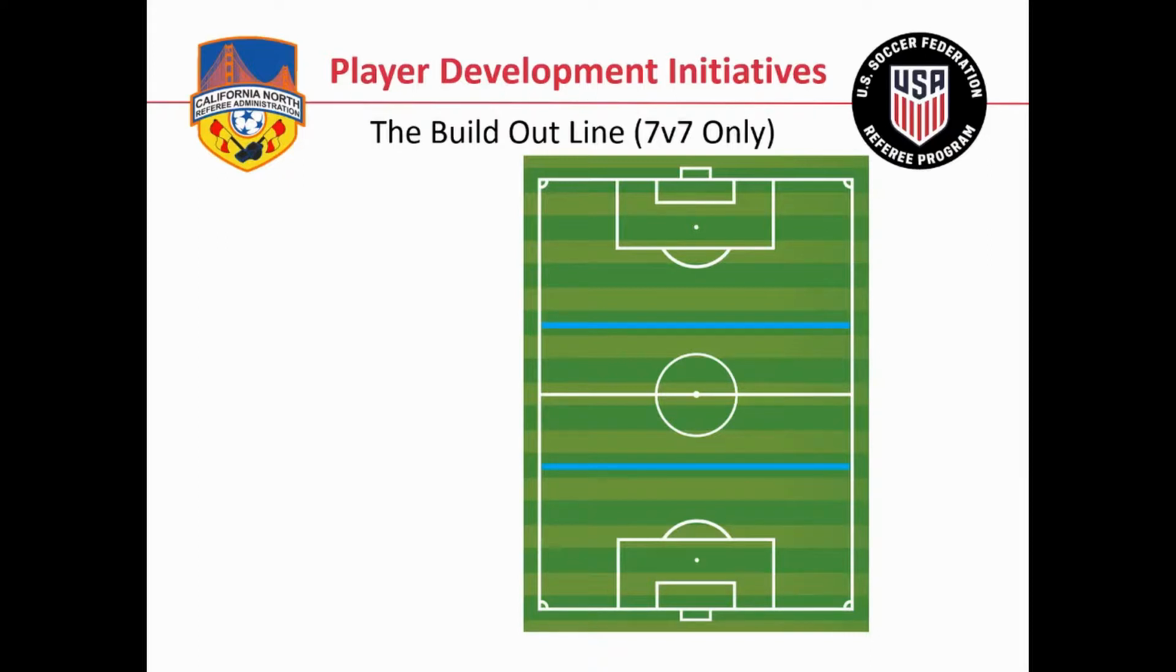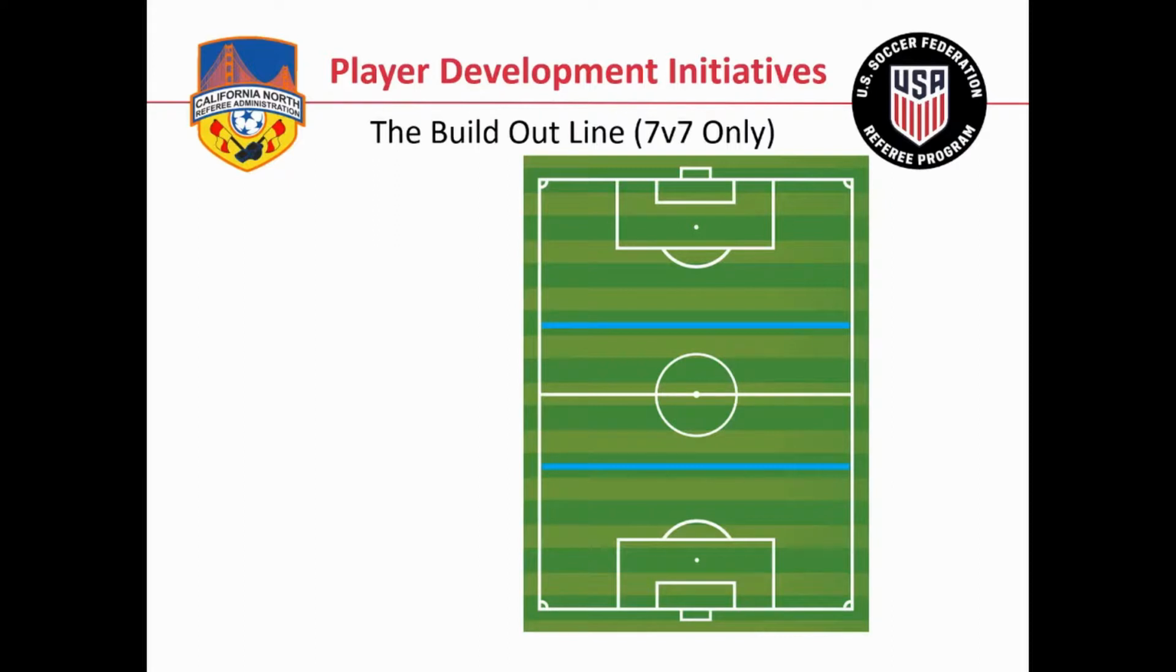Okay, this is something that has happened in the last couple of years. If you haven't been reffing youth soccer at the U9 and U10 level, you probably do not know what this is. The build-out line does three things in soccer. Well, first off, we should probably explain what the line is. On your screen here, it's that blue line. It's usually put halfway between the top of the penalty area and the halfway line.